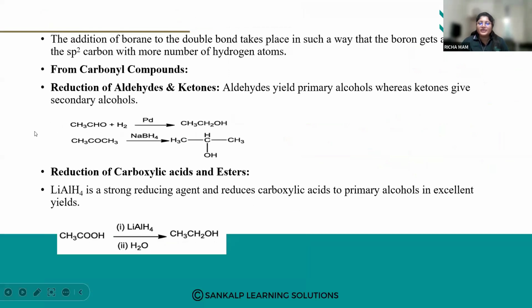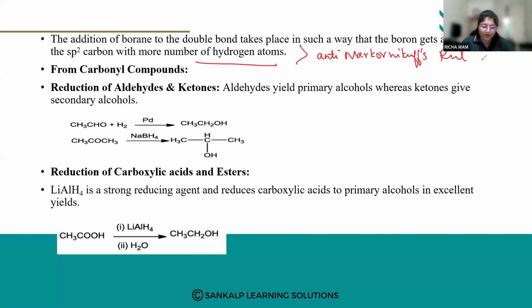The addition of borane to the double bond takes place in such a way that the boron gets added to the sp2 carbon with more number of hydrogen atoms. That is your anti-Markovnikov rule. So already we have discussed the anti-Markovnikov rule, students.